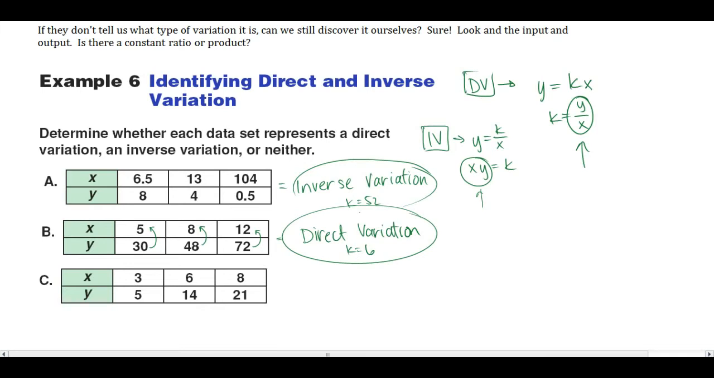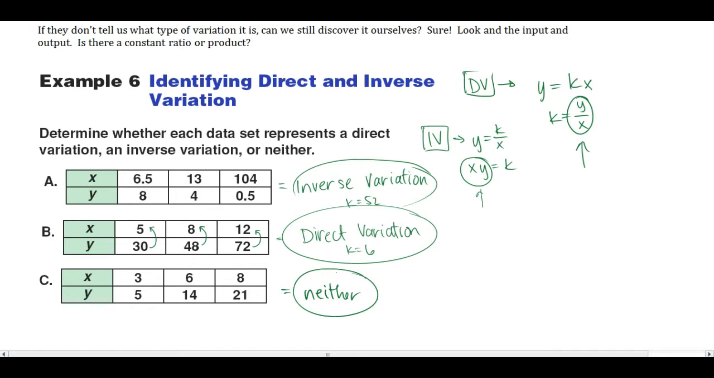Now I'll do the same thing for the C. I am going to divide. I get 5/3, and then I get 14/6, which if I simplify 14/6, that's what, 7 over 3? So 5 over 3 is not the same thing as 7 over 3. So direct variation is a no-go. So let's just multiply them together. Here I multiply, I get 15, but over here I get, what, 60 and 24? So it's like 84. So 15 and 84 are not the same. So this is neither direct nor inverse. So I will say neither, and I have now completed.